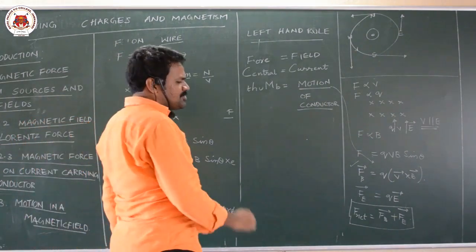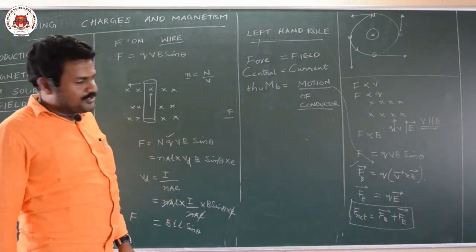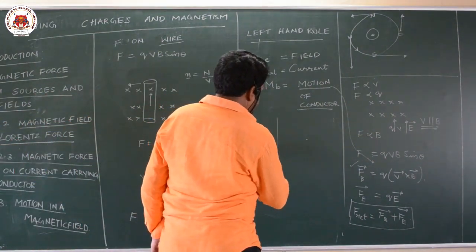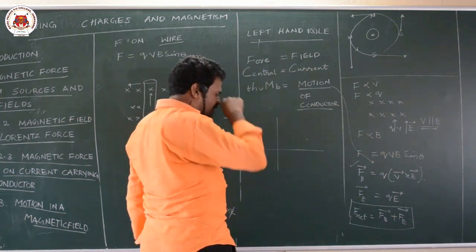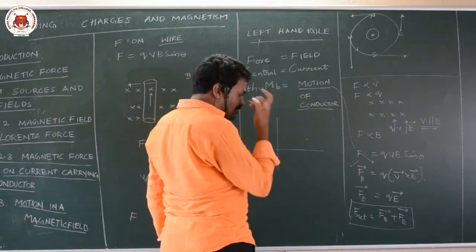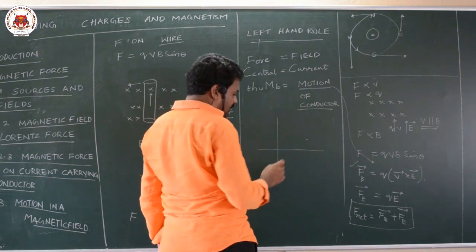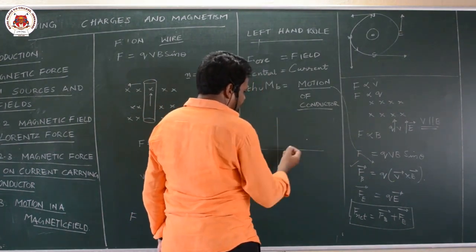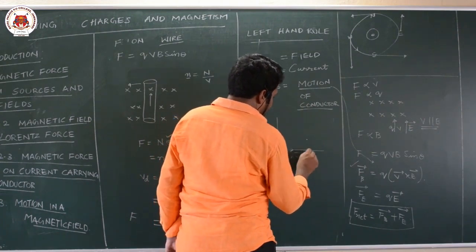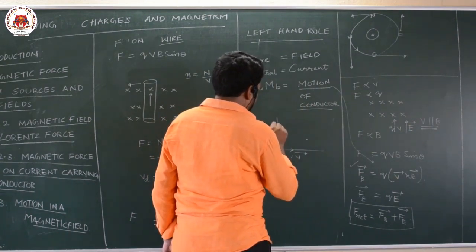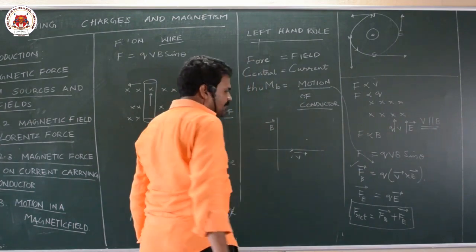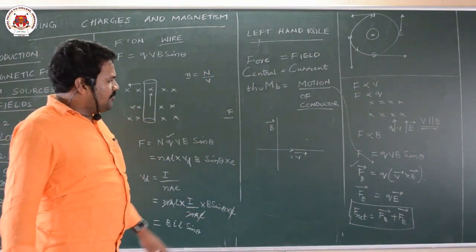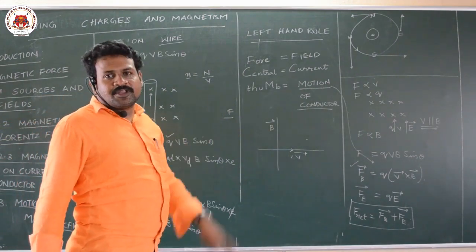Suppose there is one example question in your NCERT textbook. If a charged particle, if it is positive charge we will do, otherwise if it is an electron also we can do. If an electron is projected along x-axis and magnetic field is applied along y-axis, in which direction does the electron get deflected? First we will calculate in which direction a proton gets deflected.